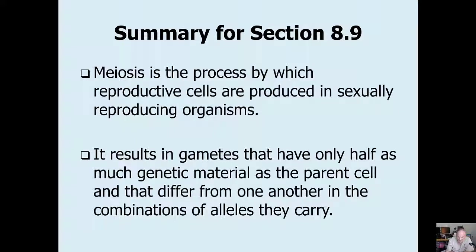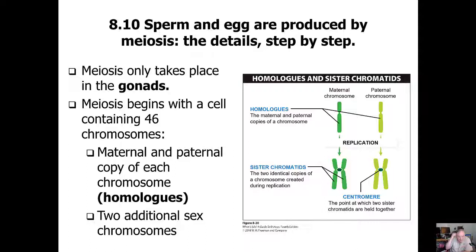So meiosis is the process by which reproductive cells are produced in sexually reproducing organisms, and it results in gametes that only have half as much of the genetic material, which is haploid, and that allows for the genetic recombination for a full diploid organism. Meiosis only takes place in the gonads, the sexual organs. Meiosis begins with the cell containing 46 chromosomes, and it's essentially mitosis with a bolt-on additional chromosome reduction step. And we see the stages there.